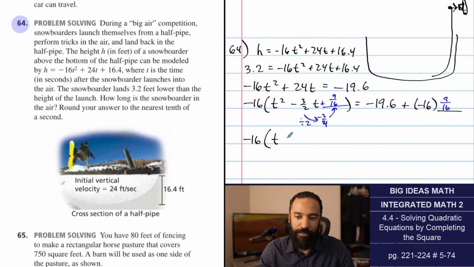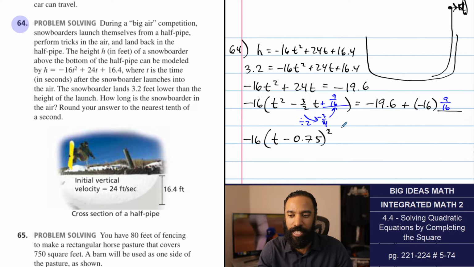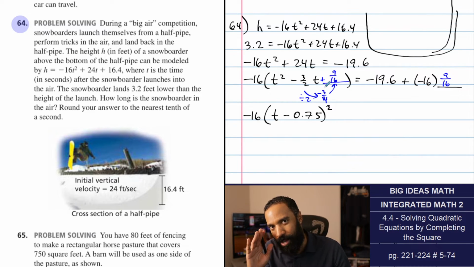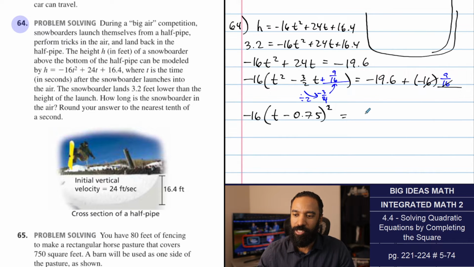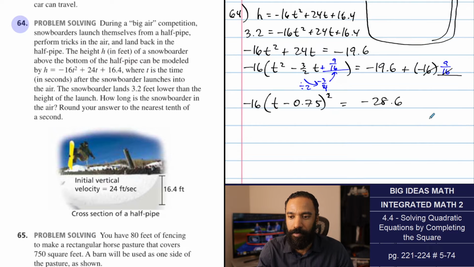That's 0.75. T minus 0.75 squared. I know I'm doing a lot of this mentally, and it might not make as much sense to you. I've got to process it in a way that makes sense to me if I'm going to teach it. Negative 16 divided by 16 is negative 1 times 9 is negative 9. So negative 19.6 minus 9 is negative 28.6. Now we divide that by negative 16.